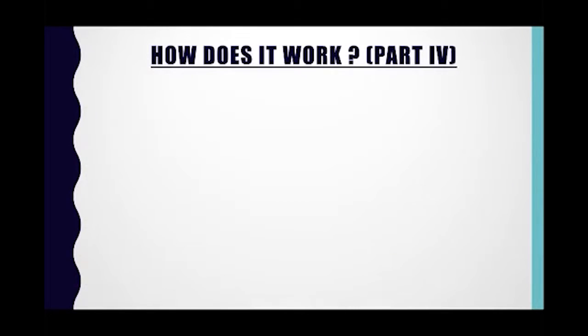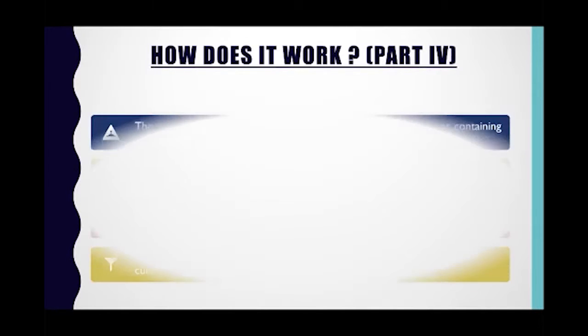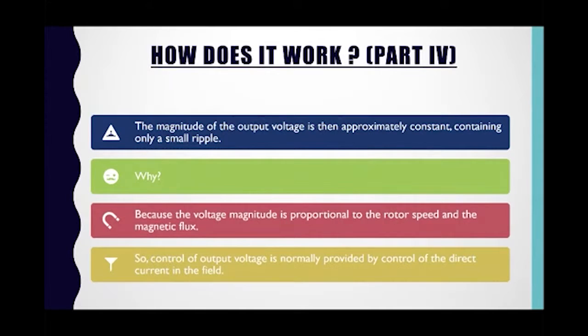Alright, here's the next part of my storyline. Now, the magnitude of the output voltage is approximately constant, containing only a small ripple. Why does it contain just a small ripple? This is because the voltage magnitude is proportional to the rotor speed and the magnetic flux. To be exact, it is directly proportional.